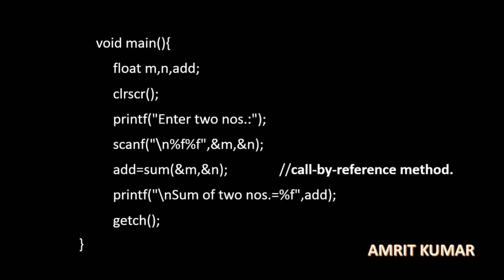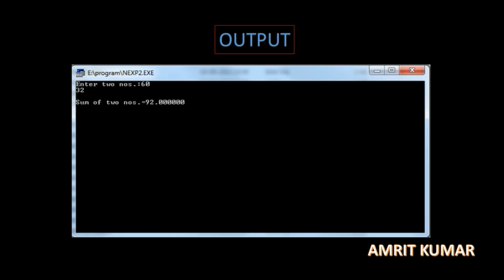So this was the call by reference method, and in this method we were using the reference, or we can say the address, for a particular value, and through that address we are actually calculating the summation of two numbers that were given by the user. So you can see the output here. If the user enters 16 and 32, then the output is going to be 48.000 because it is going to return us a float data type.